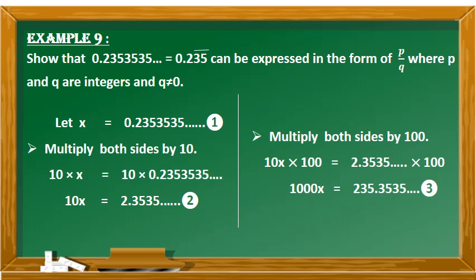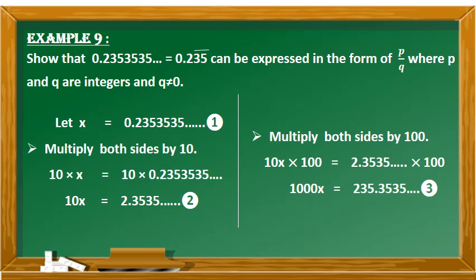0.2353535 dot dot is equal to 0.235 bar can be expressed in the form of P by Q, where P and Q are integers and Q is not equal to 0. Let us assume x is equal to 0.2353535 dot dot, and let it be equation 1.